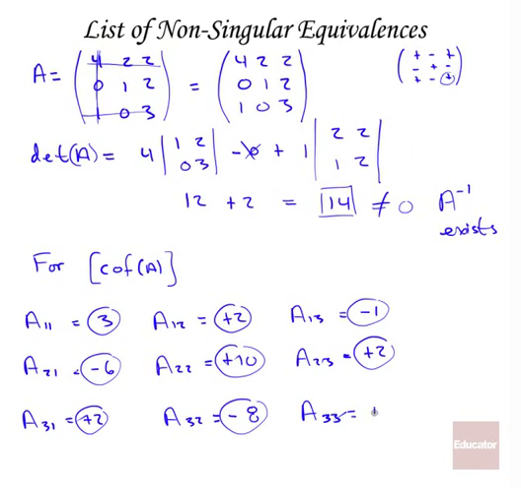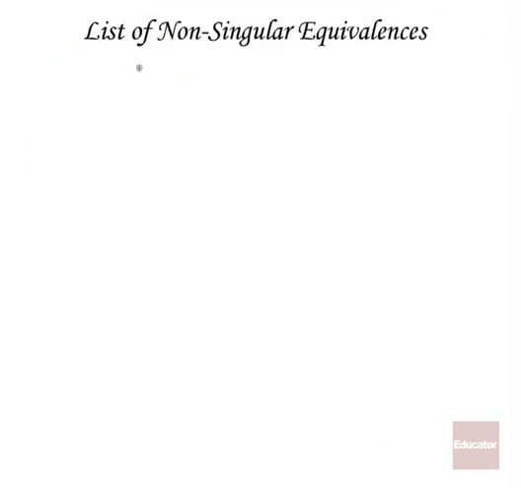Positive. It's positive 4. Okay, so now I'm going to actually put this together. I did it like this because these are the numbers that you're going to arrange. Your matrix is actually going to be 3, 2, negative 1, negative 6, 10, 2, 2, negative 8, and 4, the cofactor matrix. So let's form that. So our cofactor of A is equal to 3, 2, negative 1, negative 6, 10, 2, and we have 2, negative 8, and 4.